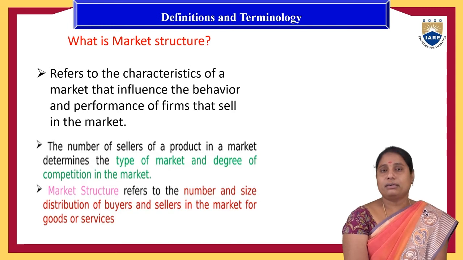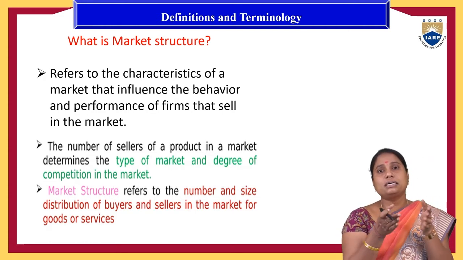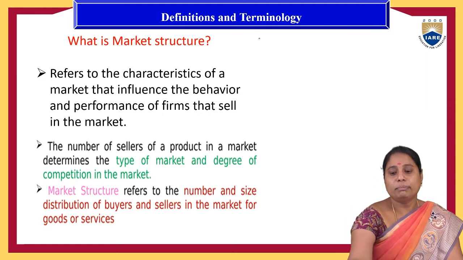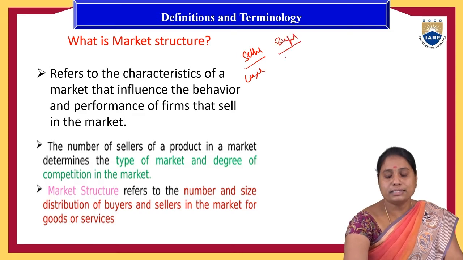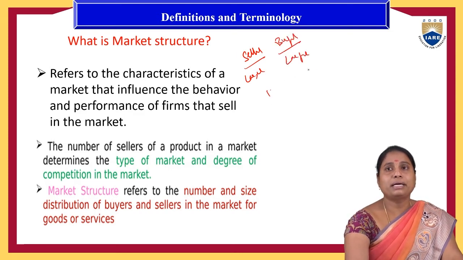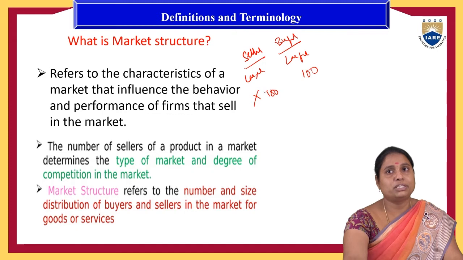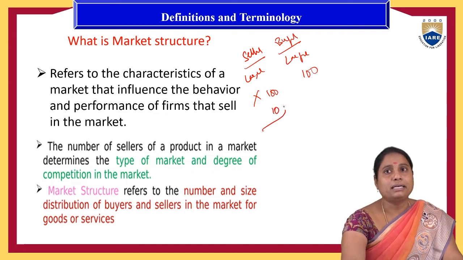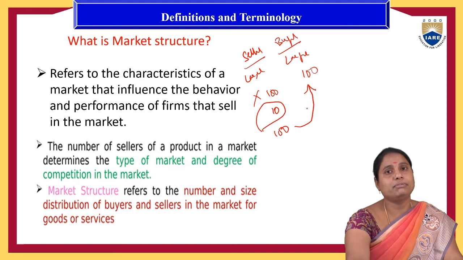Market means the meeting point of buyers and sellers. If the buyers and sellers are both in sufficient number, with sellers at a larger point and buyers also at a larger point, it doesn't mean that if buyers are 100 then sellers are also 100. That is not the meaning of perfect competition. Even if the sellers are only 10, but the products available with these 10 sellers are 100 products, satisfying these 100 buyers, then we can say it is a perfect competitive market.